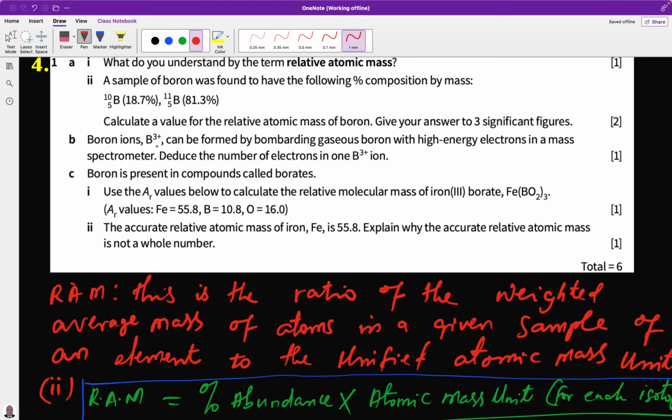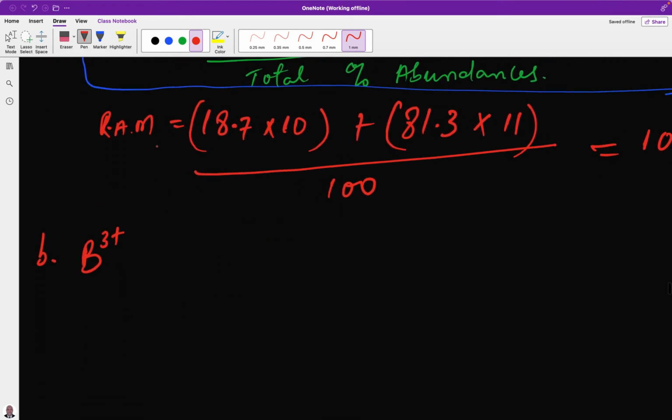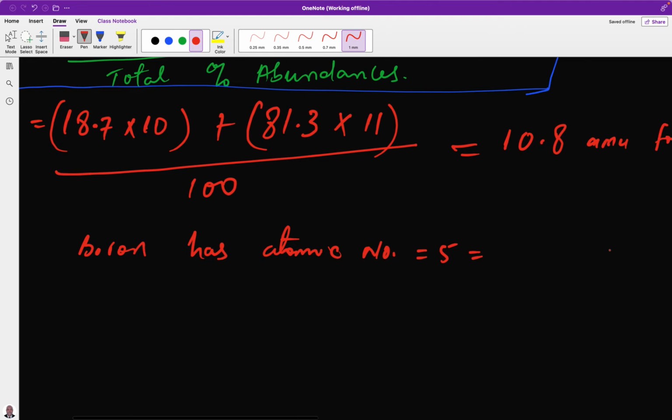And the boron 3 plus ion has been formed. They now tell us to find the number of electrons in boron 3 plus. Boron has an atomic number of 5, which is equal to 5 electrons.